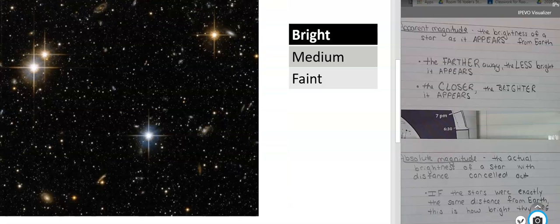Here is another example. Again, how would you talk about a bright star, a medium star, and a faint star in this picture? Pause it. Take some time.